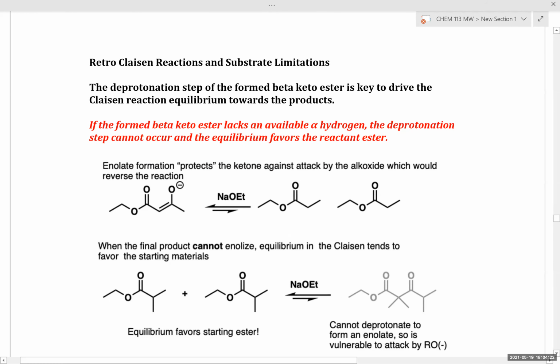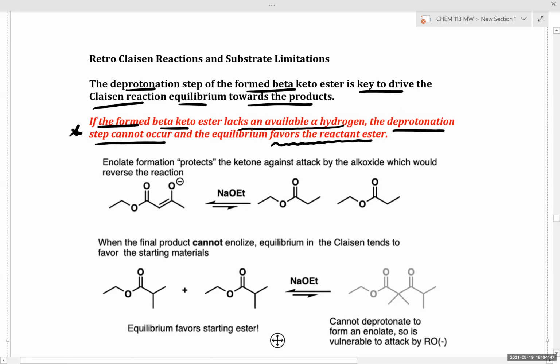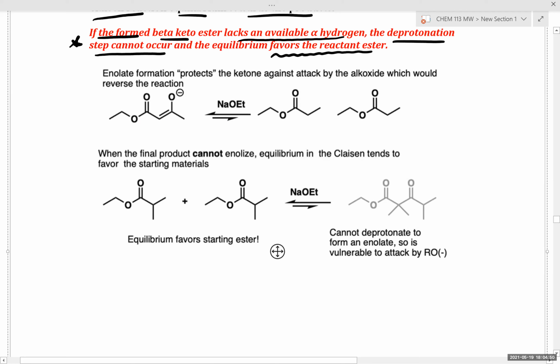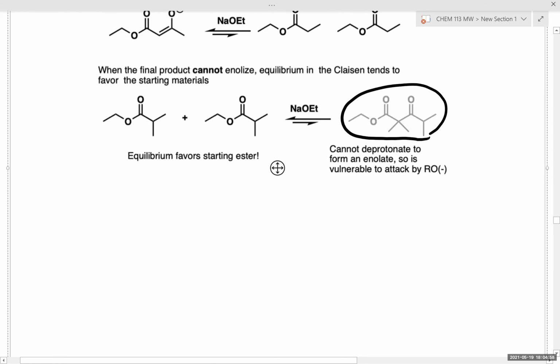So let's talk about a major substrate limitation. The deprotonation step with a formed beta ketoester is key to drive the Claisen reaction equilibrium towards the products. So if the formed beta ketoester lacks an available alpha hydrogen, the deprotonation step cannot occur and the equilibrium favors the reactant ester. So thus, it's very difficult to prepare these fully substituted beta ketoesters directly from the Claisen reaction. You're better off doing a Claisen followed by alkylation.